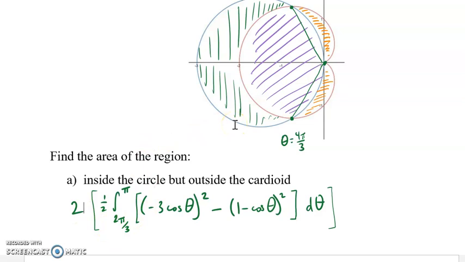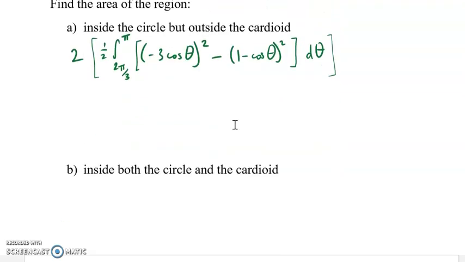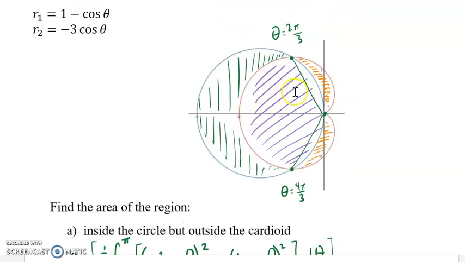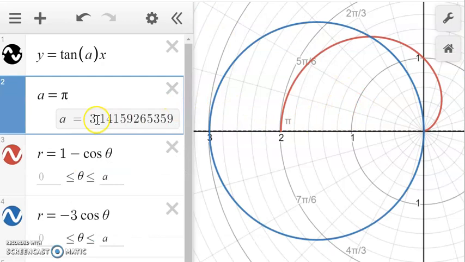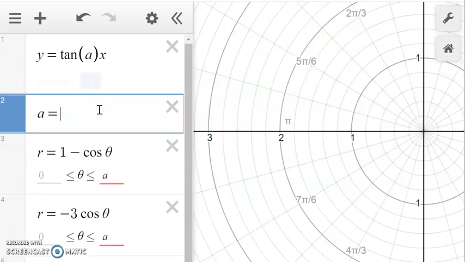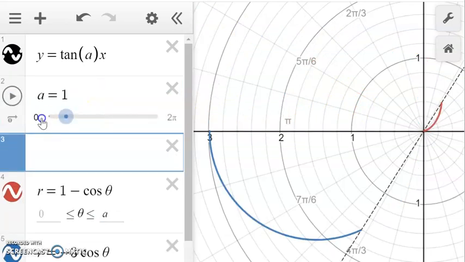So then we move on to inside both the circle and the cardioid. That's going to be the purple stuff. The purple stuff is going to be a little tricky because I want you to think about the theta values required. Let's go back to 0 to 2 pi. Okay, cool.